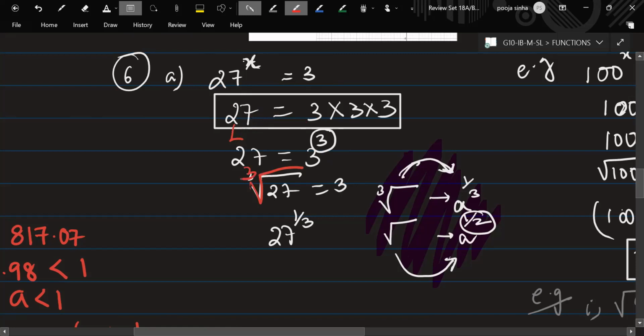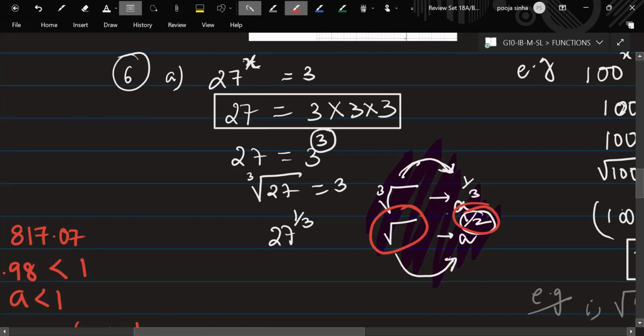Cube root. Here it is cube. So when it comes to this side, will it become cube root? Right? Cube root of 27 is 3. So what should be x? Miss, how does it become 1/3? Cube root's representation. Cube root can be written as 1 upon 3. Square root is written as 1/2.